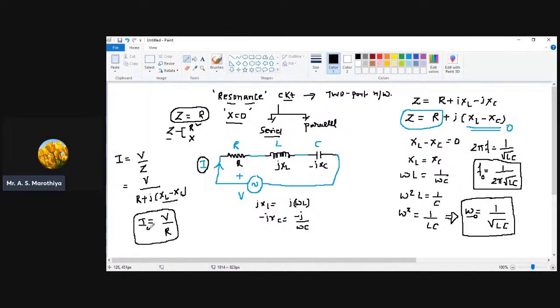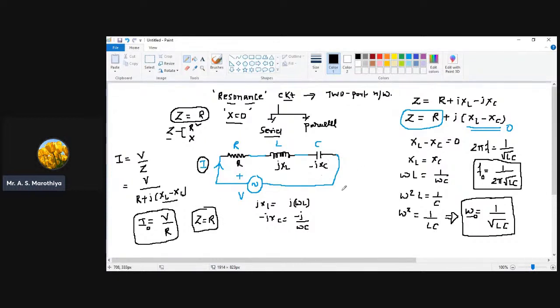This is the expression of current flowing through this RLC circuit at resonance condition. That's why it is indicated by symbol I naught. So I naught is going to be equal to V divided by R, because at resonance condition the effective impedance of the circuit is going to be equal to its equivalent resistance. This is very, very important.